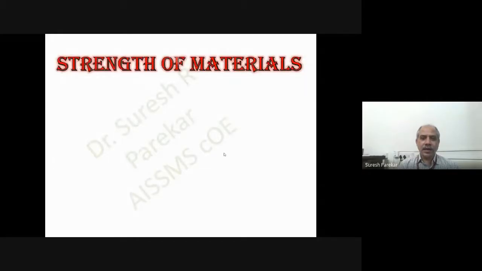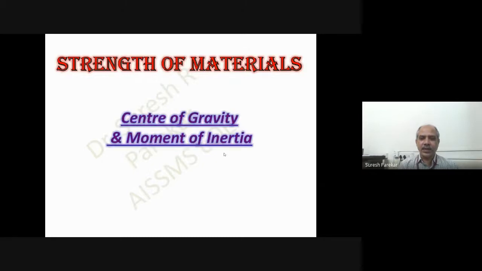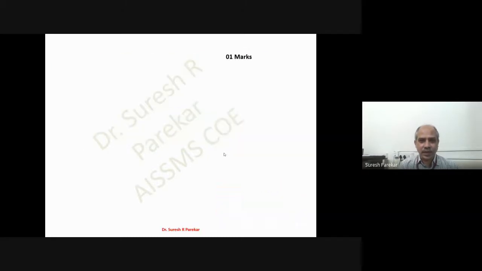GATE questions on CG and MI, that is center of gravity, centroid, and moment of inertia.